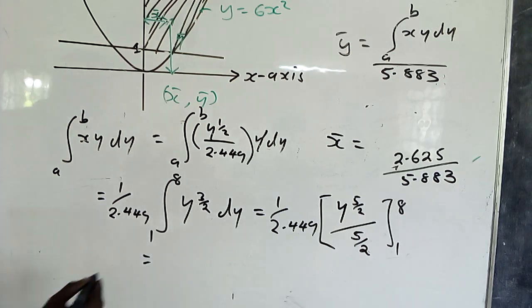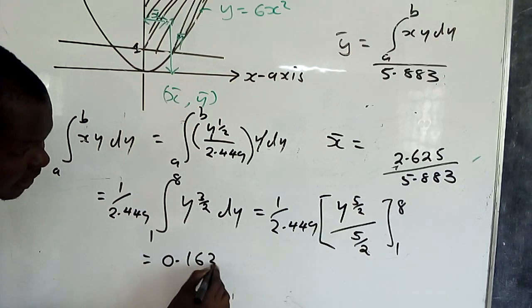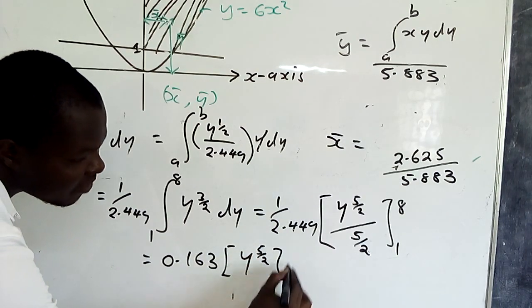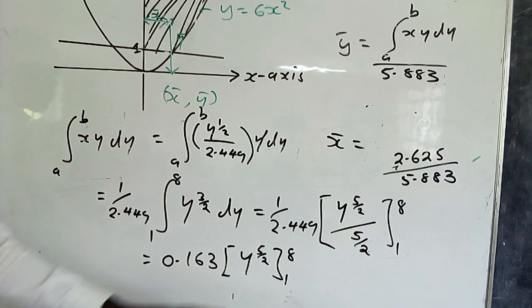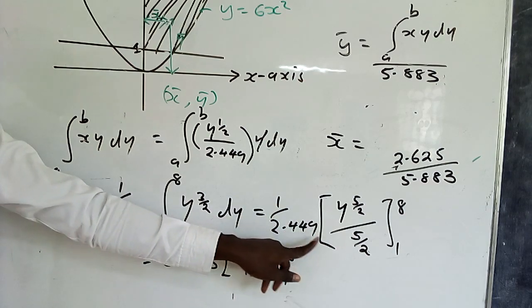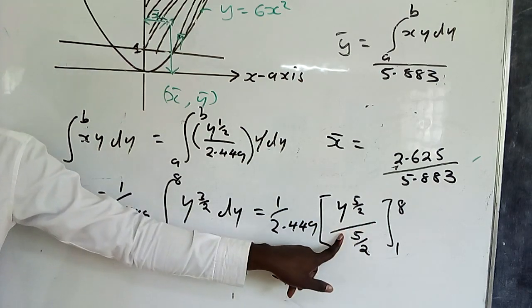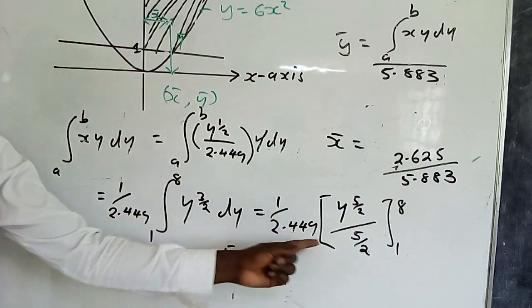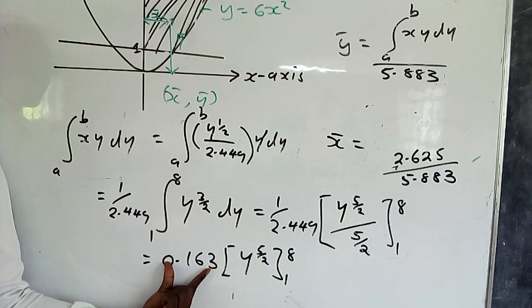0.163. Then inside we remain with y raised to power 5 over 2, then we integrate from 1 to 8. So we remove that constant outside, isn't it? What is outside here is 1 over 2.449. Then this 5 over 2 is in the denominator. It means we are dividing with it, so it is 1 over this divided by 5 over 2, you get 0.163.